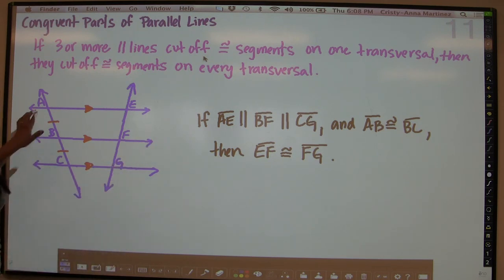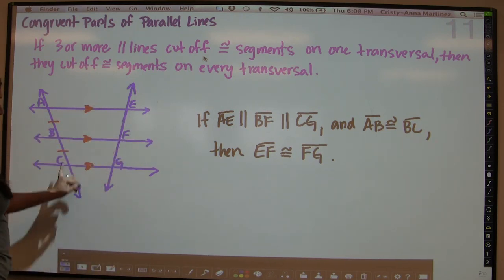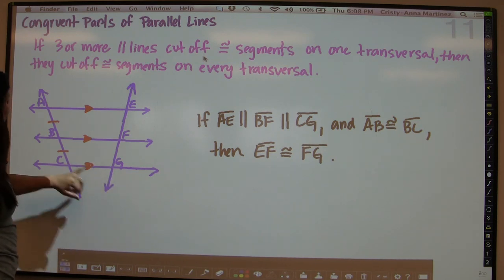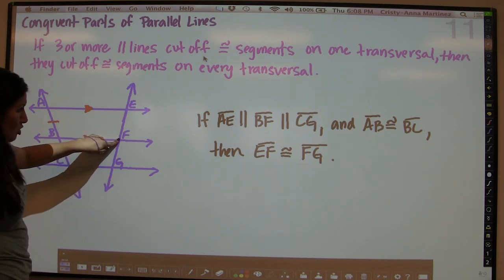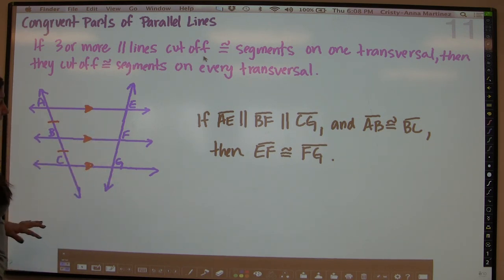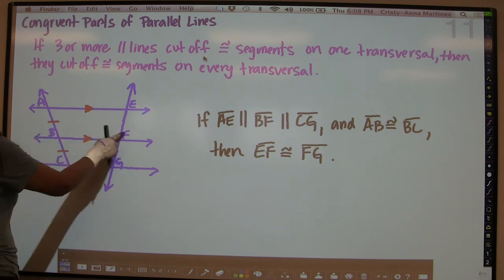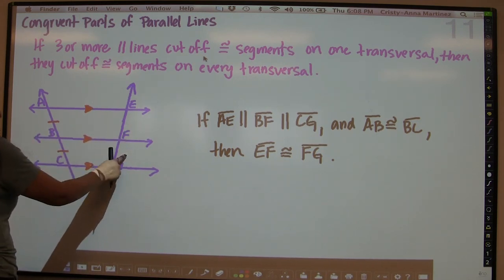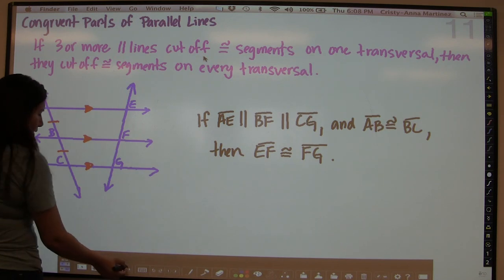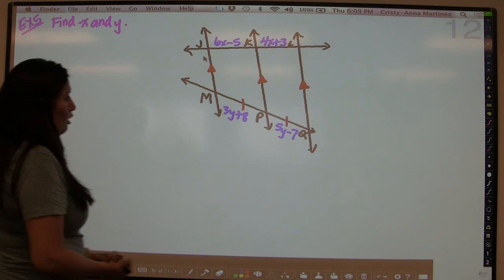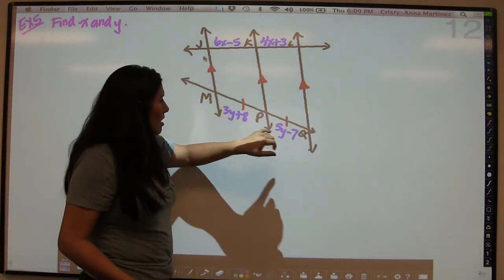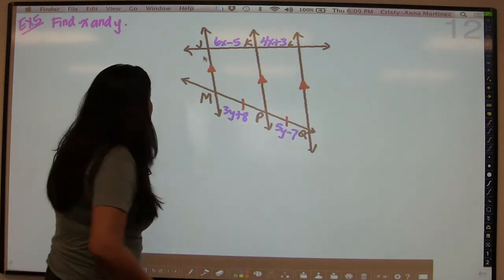So basically, if AE is parallel to BF and in turn parallel to CG, and you also know that AB is congruent to BC, then that means that EF must also be congruent to FG. Now, we're not saying that the segments will be equal to each other, but these two segments will be equal to each other. So now we're going to go to our last example, and then we will call it a day. All right, so it tells us here to find X and Y, so we have a diagram, and this time we know that not only are all the segments parallel, but these two segments are marked congruent, and they want us to find x and y.